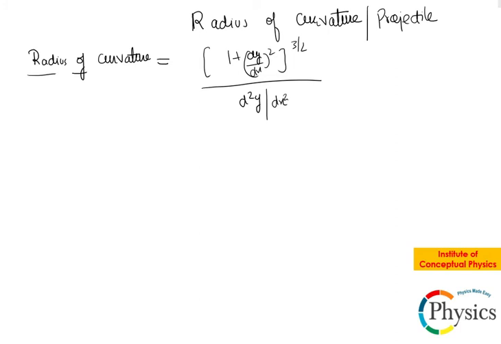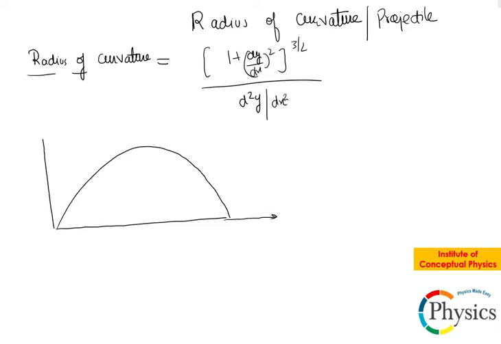So one of the important numericals is on the topic of radius of curvature and projectile. If you recall, we did discuss this as a concept. If you have a projectile motion, which means it is a curved motion, okay? So this is your projectile motion, and since the trajectory is a curve, this trajectory is a curve.